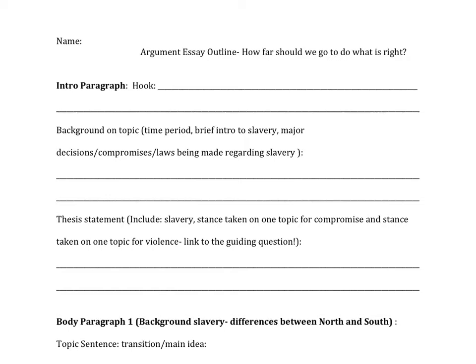So let's start with the introductory paragraphs. Typical 5 paragraphs again. The introductory paragraph needs to start with a hook. Lots of people have been using quotes regarding slavery or anything about things that happened regarding slavery pre the Civil War, or anything about compromises or anything about acts of violence that occurred prior to the Civil War as their hooks.